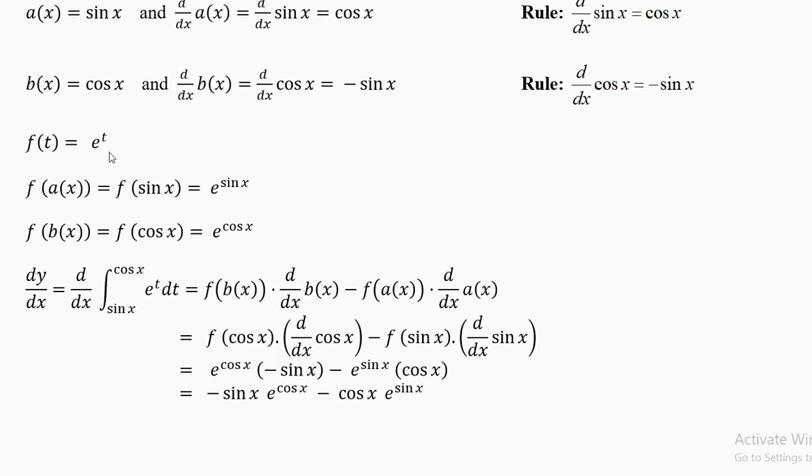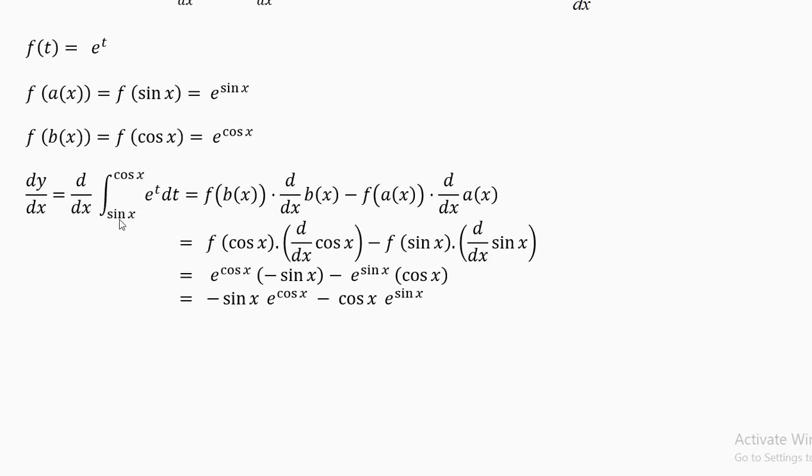Now f of t is e power t. F of a equals f of sin x. Just wherever t is there, put sin x. There's only t, so it will become e power sin x. F of cos x is e power cos x. Do this substitution carefully. Look at page 1.